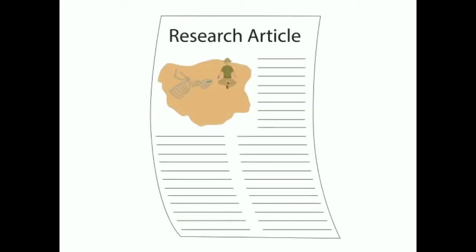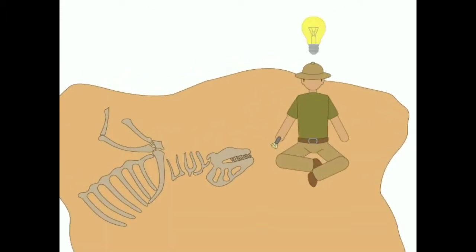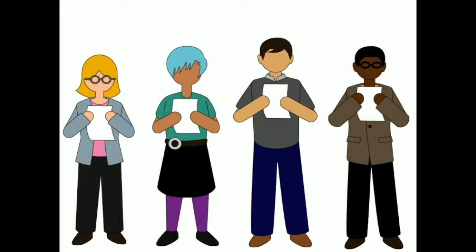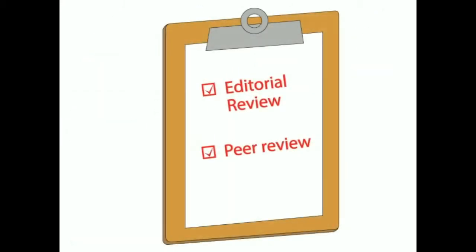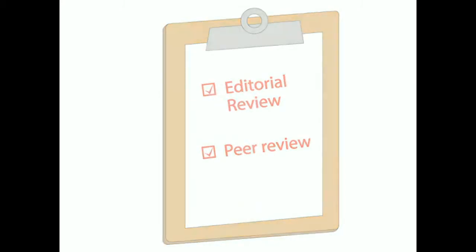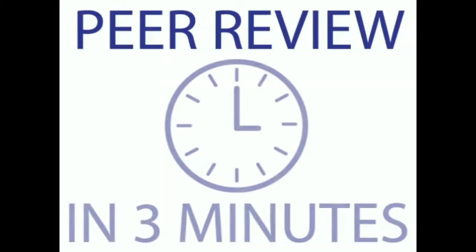First of all, the article reports a scholar's research practice and findings, and it's written with an audience of other researchers in mind. Finally, in order to be published and accepted by the scholarly community, the article must pass several quality tests. The most important of these tests is called peer review.